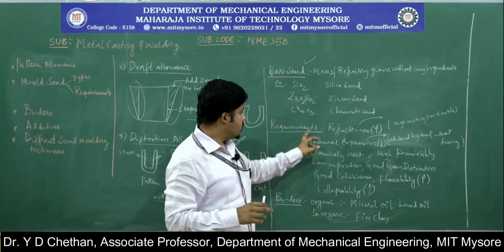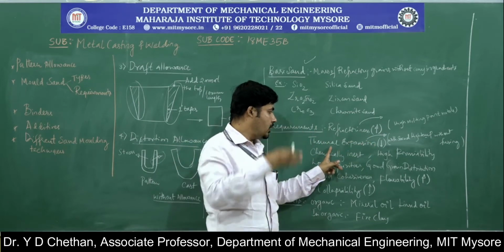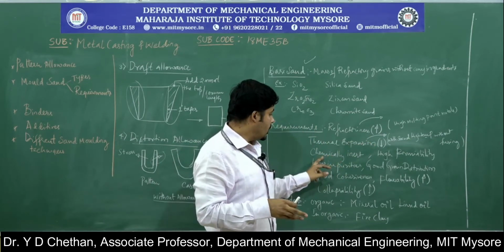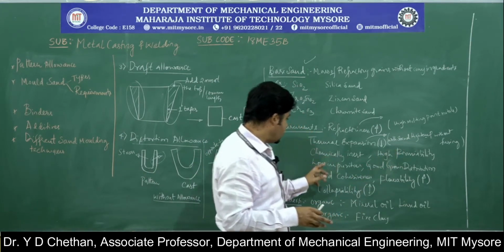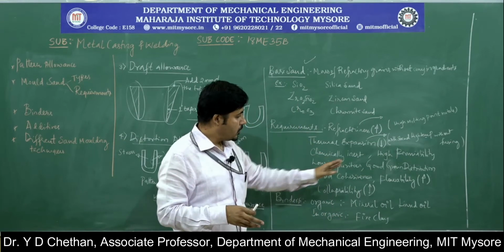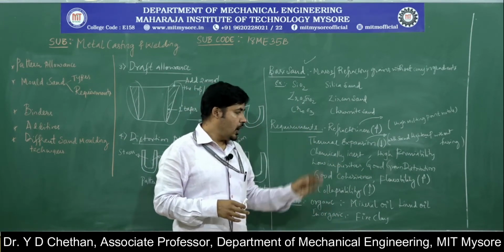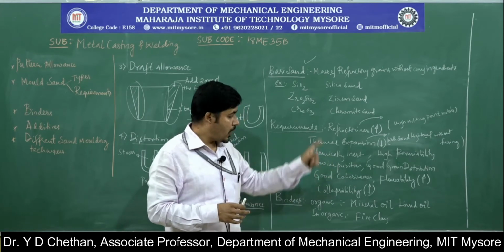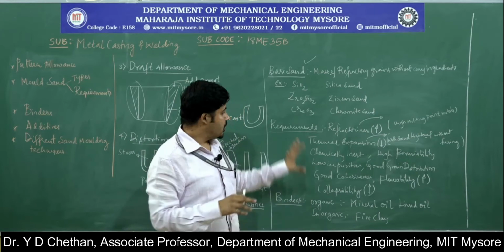Once again I will repeat, it should possess higher refractoriness and low thermal expansion, it should be chemically inert with high permeability, and it should possess low impurities and good grain distribution, then good cohesiveness, and the flowability of the sand should be high, then the collapsibility of the sand should be high. Okay, these are all the requirements.